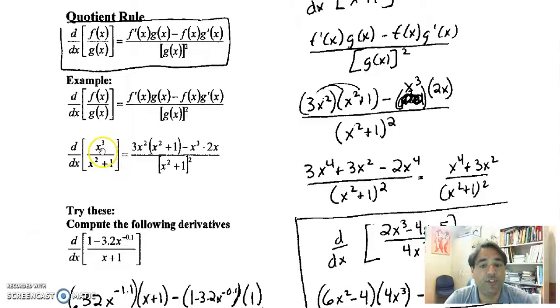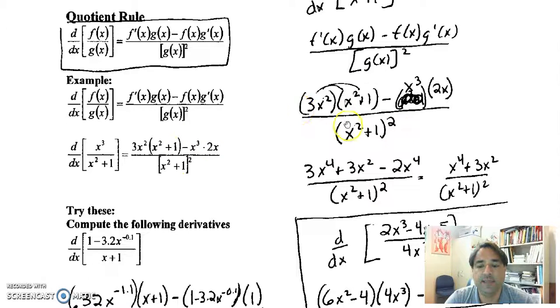Okay, so in this first example, if we had the numerator of x cubed over the denominator of x squared plus 1, we take the derivative of the numerator, so the derivative of x cubed would be 3x squared, times the original denominator, subtraction the original numerator times the derivative of the denominator. So the derivative of x squared is 2x, and the derivative of 1 is 0, all over the original denominator squared. And then we can simplify the top.